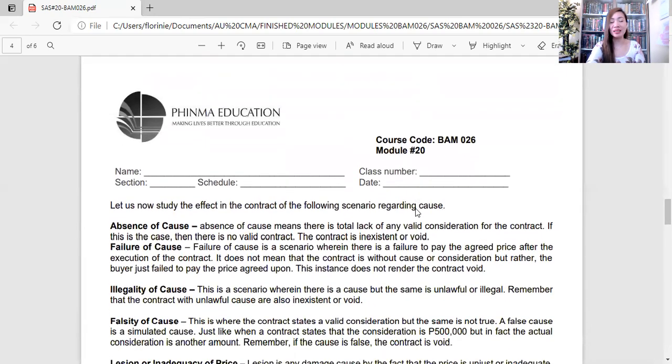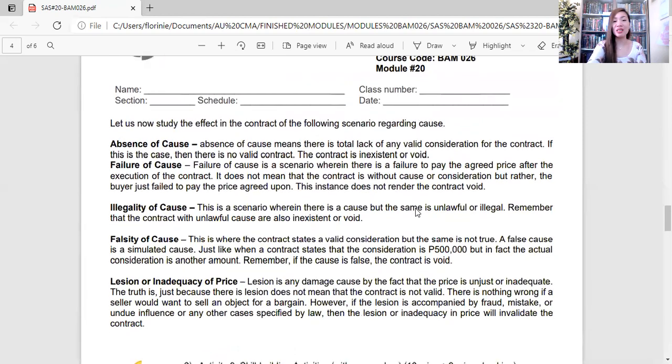So, let us study the effect in the contract of the following scenario regarding cause. Absence of cause. Absence of cause means there is total lack of any valid consideration for the contract. If this is the case, then there is no valid contract. The contract is inexistent or void. Ayan. Absence of cause. Wala talagang cause.